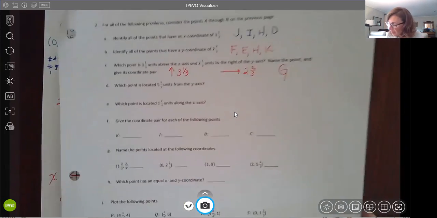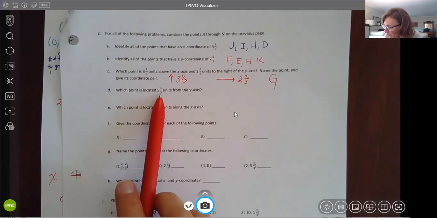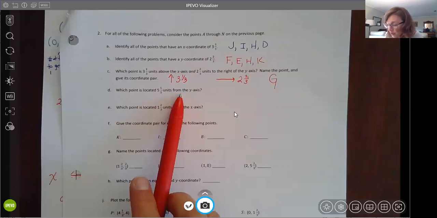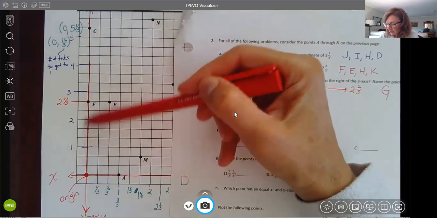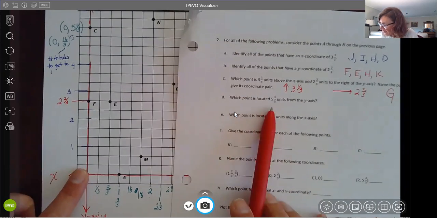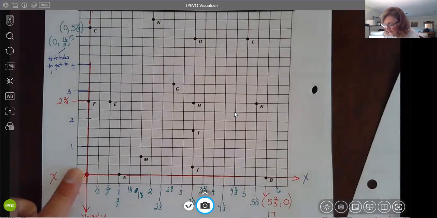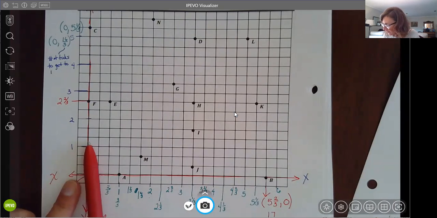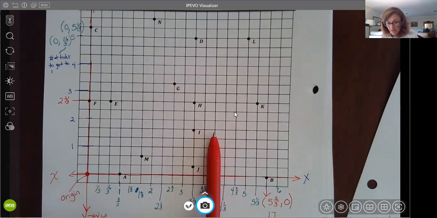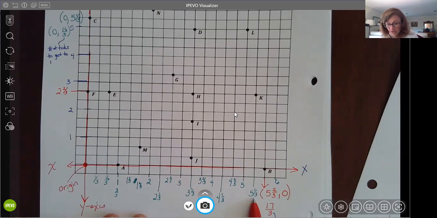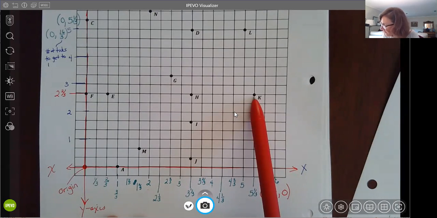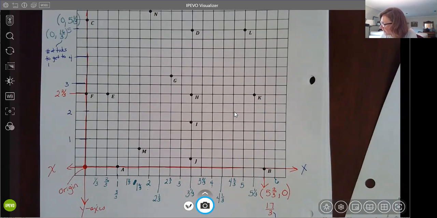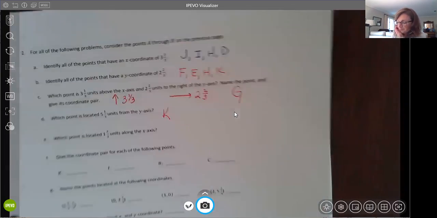All right. Which point is located 5 1/3 units from the y-axis? So the y-axis is this way. So if we're going 5 1/3 units away from it, then we've got to go over here. So there's your 5 1/3. Do you see what point that is? It looks like it's the point K. It is 5 1/3 away from the y-axis.